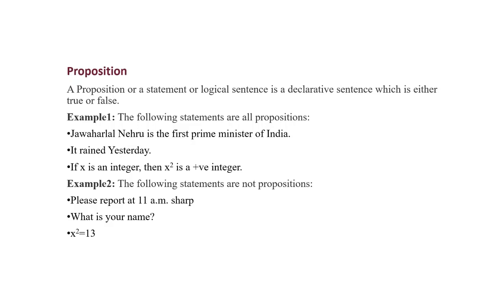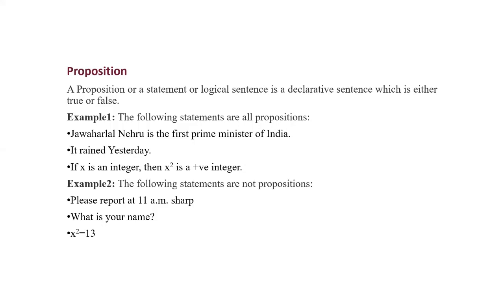For example, Jawaharlal Nehru is the first Prime Minister of India. This is either true or false, right? We know that Jawaharlal Nehru is the first Prime Minister of India, so the truth value of this sentence is true. Next, it rained yesterday. So maybe the truth value is either true or false. Whatever sentence or statement contains a truth value, either true or false, we can say that the given sentence or statement is a proposition.